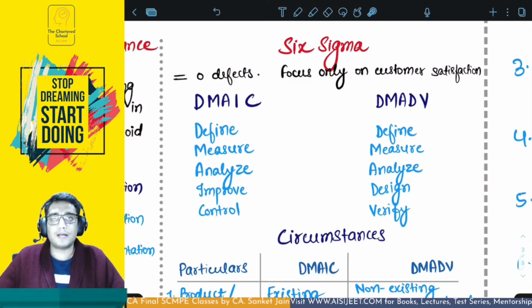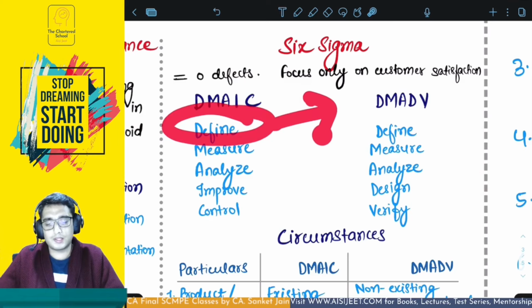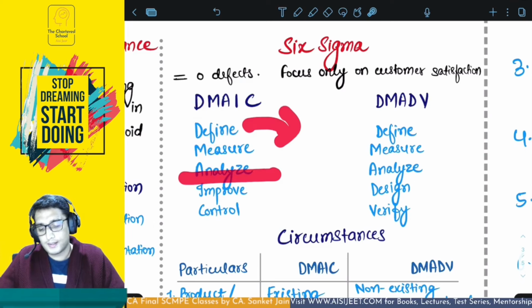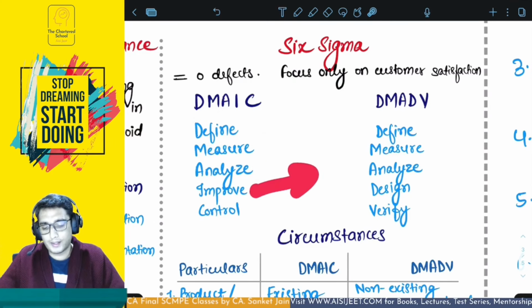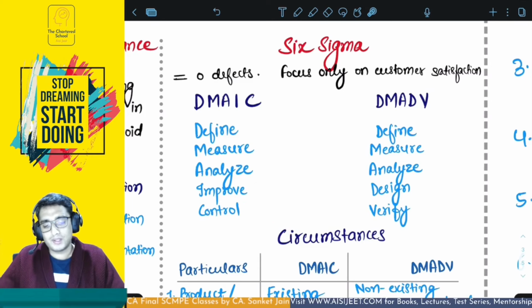So I'm going to start with DMAIC. The define here is defining the requirements of the customers and the problems that are being faced currently in the current operations. Measure is basically quantifying these requirements and problems. Analyze is basically trying to find out the root cause behind this problem. Improve is to take corrective steps, and control is to maintain it. Simple. Now, what is DMADV?